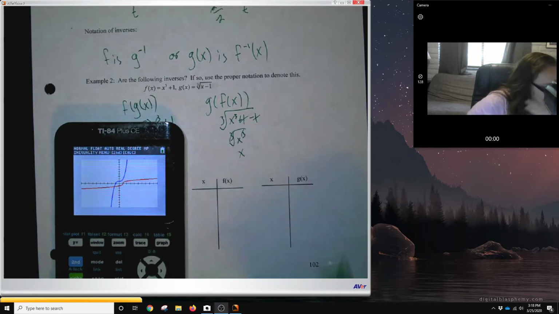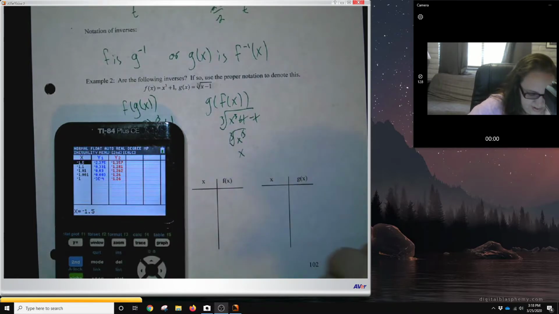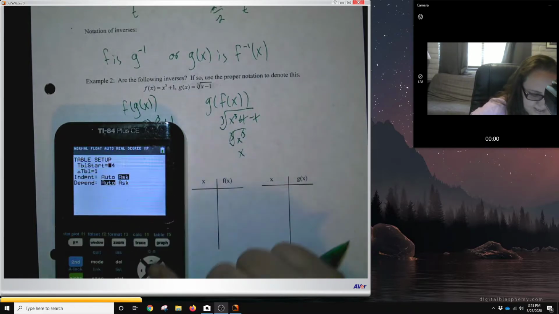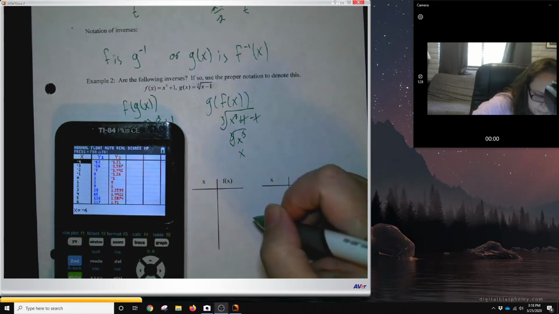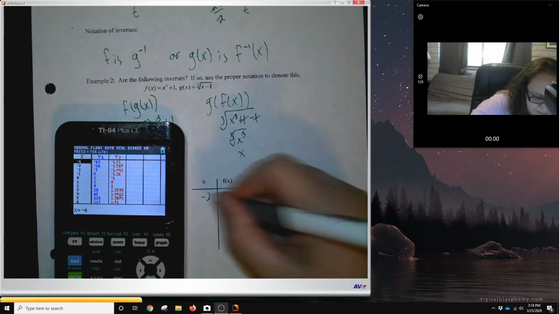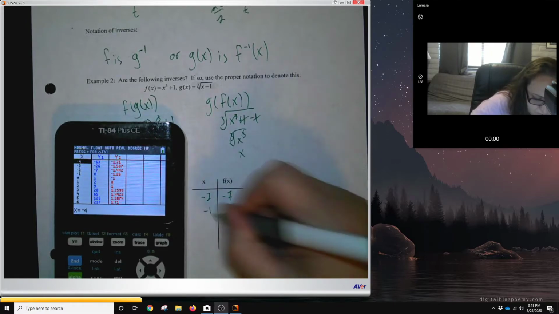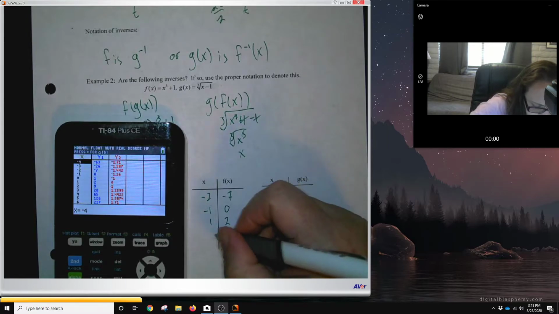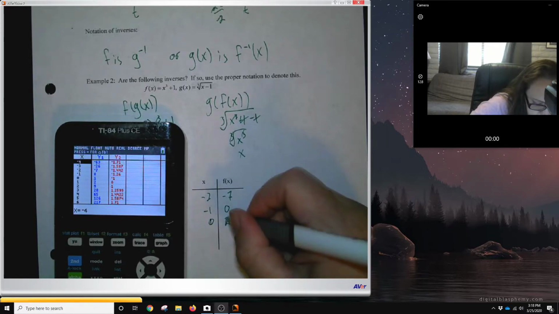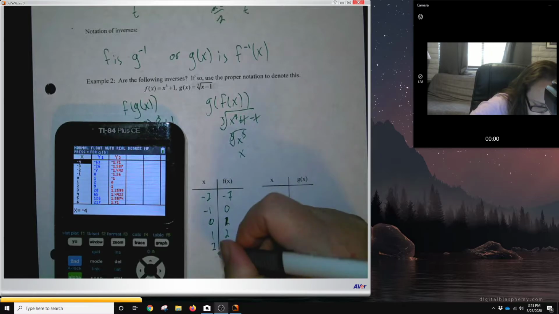There it is. And so if we go to the table, I have to put my table back to auto. There we go. -2, -7, -1, 0, 1, 2, 0, 1, and then 1, 2, 2, 9.